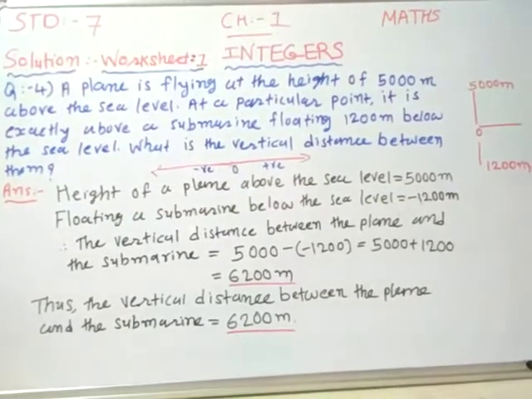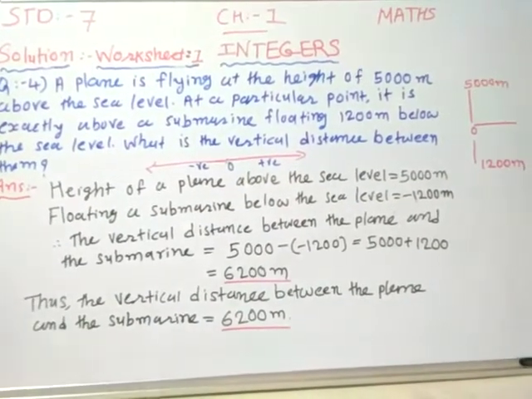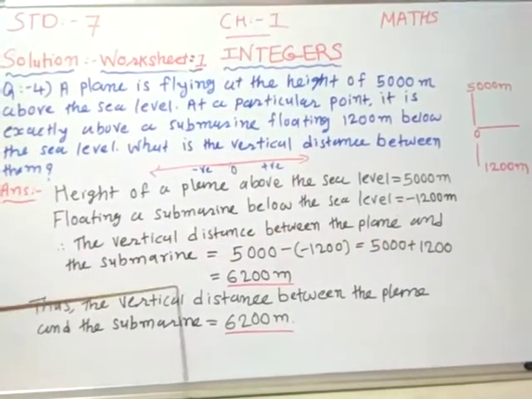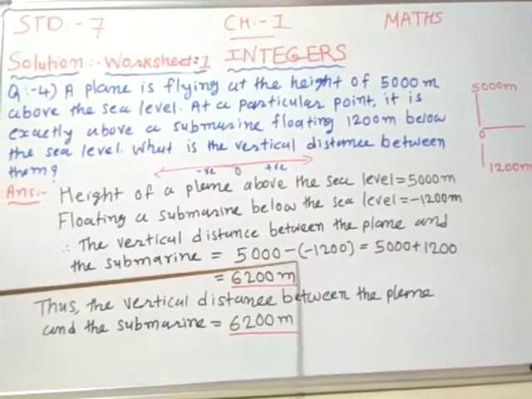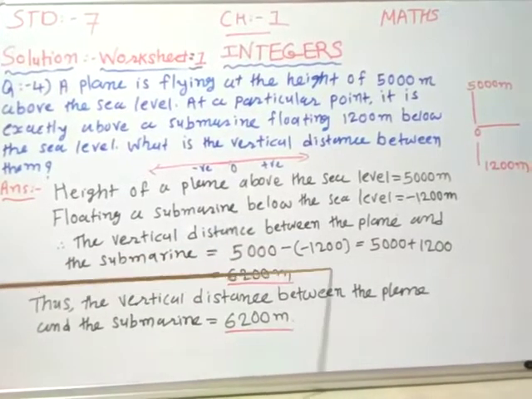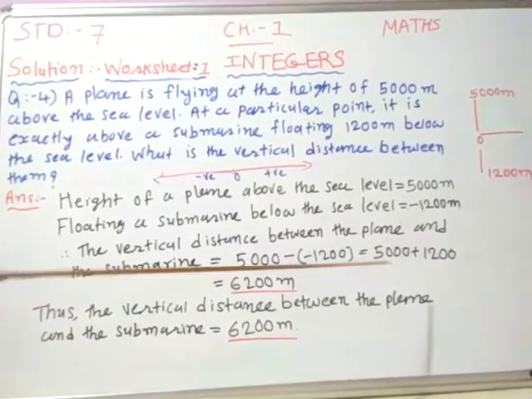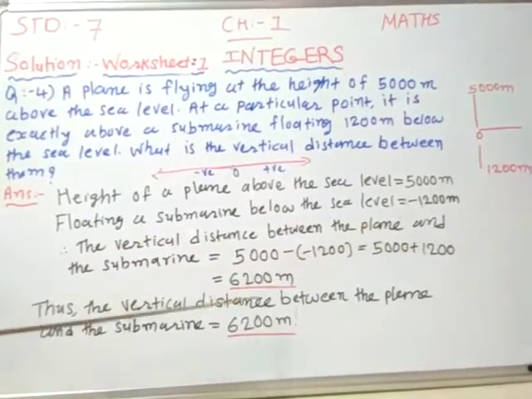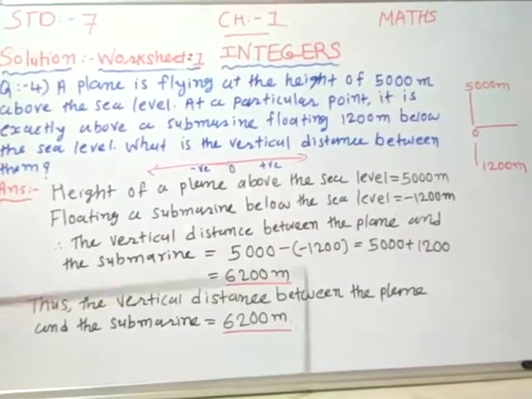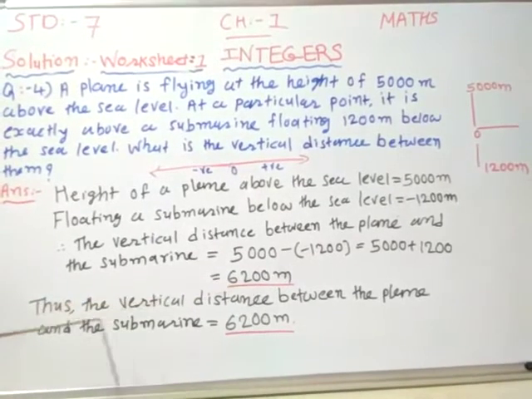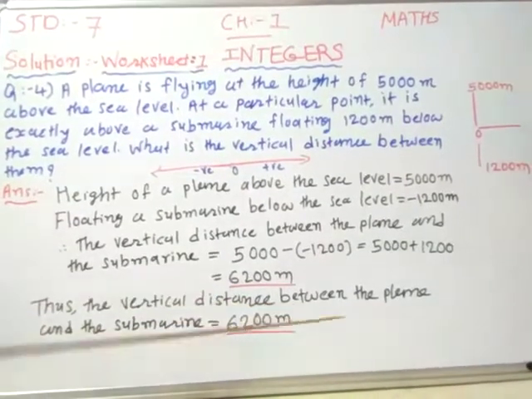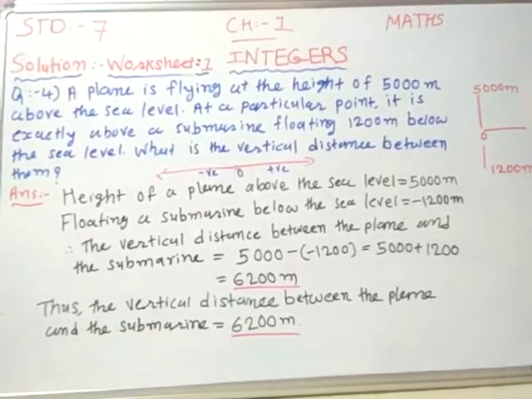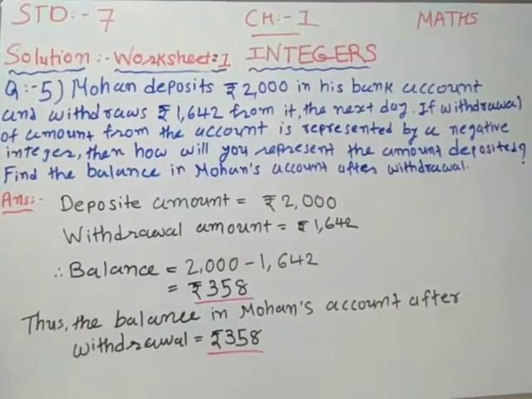Now when we are finding the distance, we have to do the subtraction. Therefore the vertical distance between the plane and the submarine is equal to 5000 minus 1200. Now it is a minus of a minus, it becomes a plus. So 5000 plus 1200 is equal to 6200 meters. Thus the vertical distance between the plane and the submarine is equal to 6200 meters.